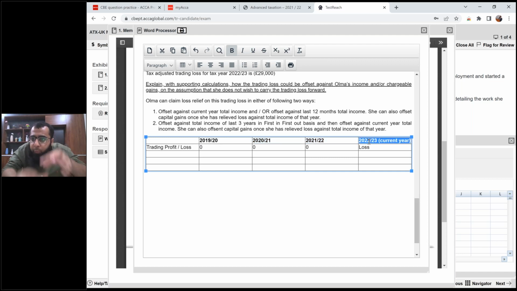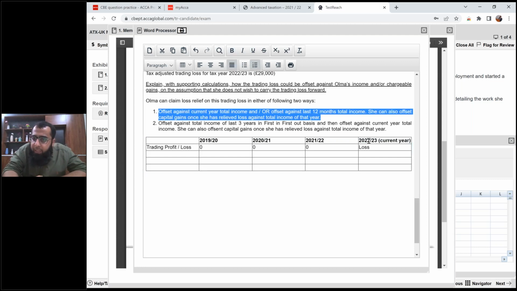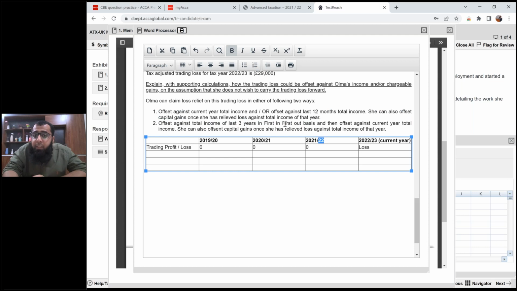See, 2022-23 is the current year in which there is a loss. This is the current year. I can go back 12 months, or I can go back 3 years. So from the current year, I made my planning period of maximum 3 years, because I cannot go back beyond this period. This is the maximum period in which the loss can be removed.